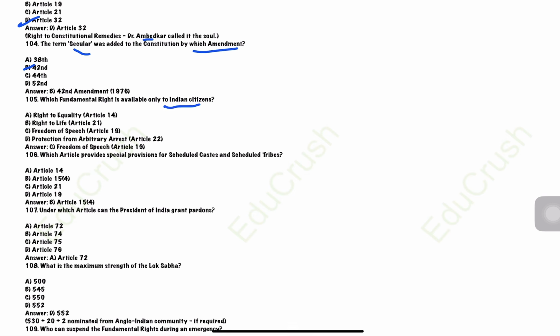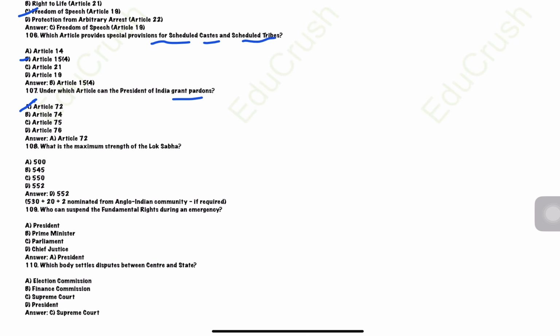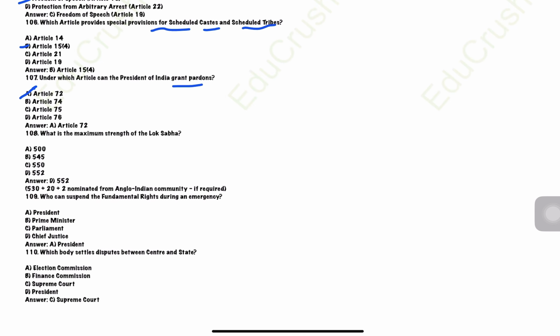Next, which fundamental right is available only to Indian citizens? Freedom of speech, Article 19. Which article provides special provisions for scheduled caste and scheduled tribes? Article 15.4. Under which article can the President of India grant pardons? Under Article 72. This is a very, very important question which you can expect in upcoming exams. So Article 72.